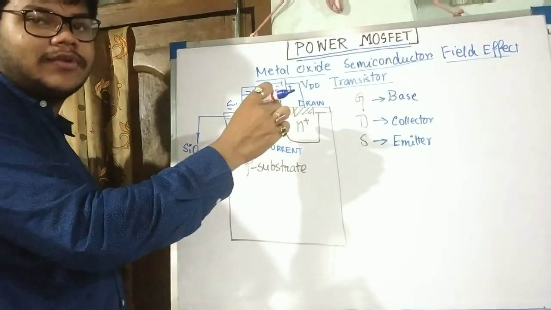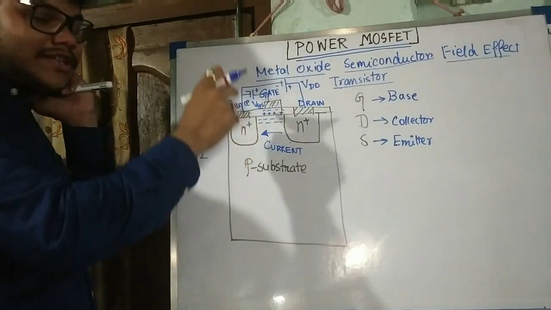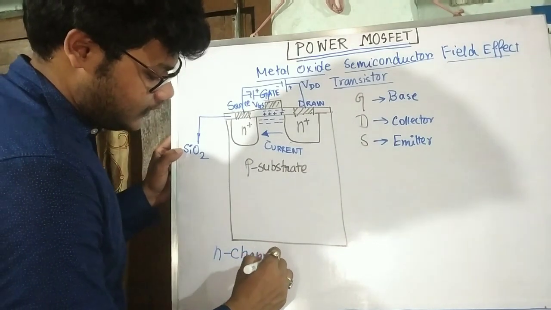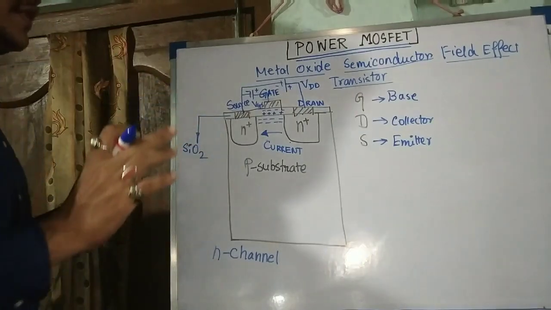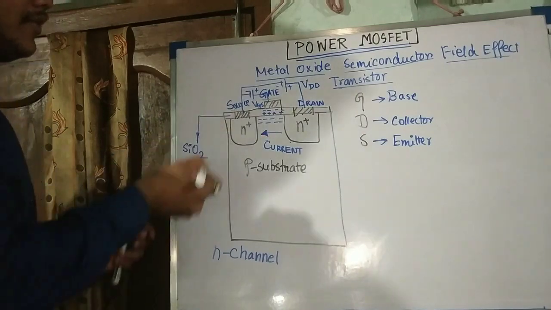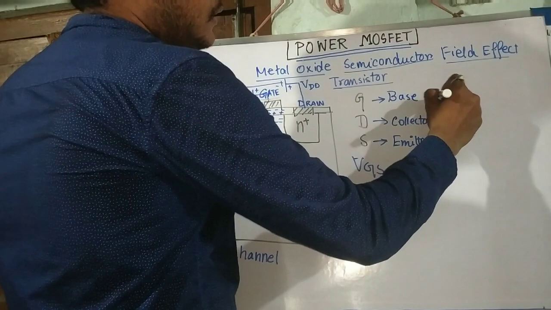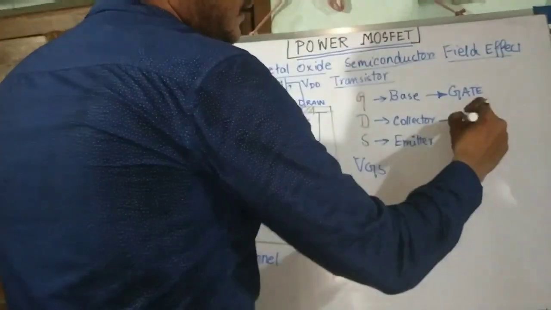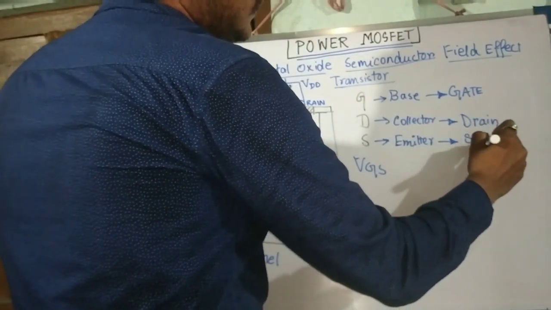The channel is formed, and that's why this is known as an electron channel. This is known as N channel MOSFET. And one thing you notice, if you apply more voltage at the gate terminal, which is VGS. This resembles gate, this resembles drain, and this resembles source.